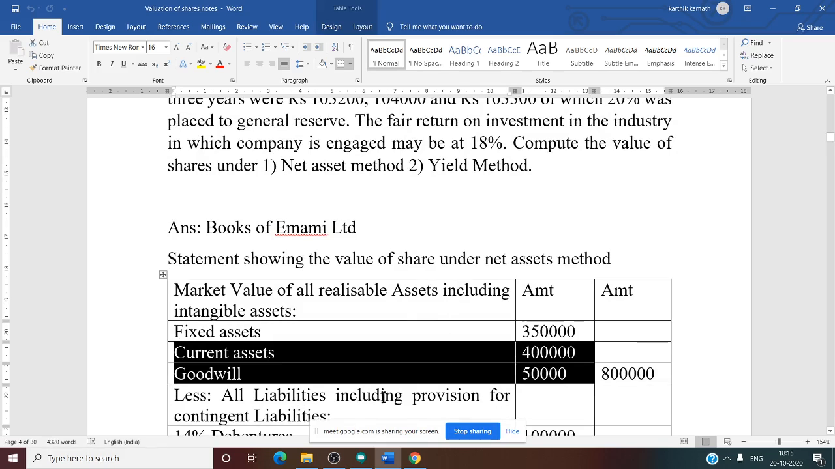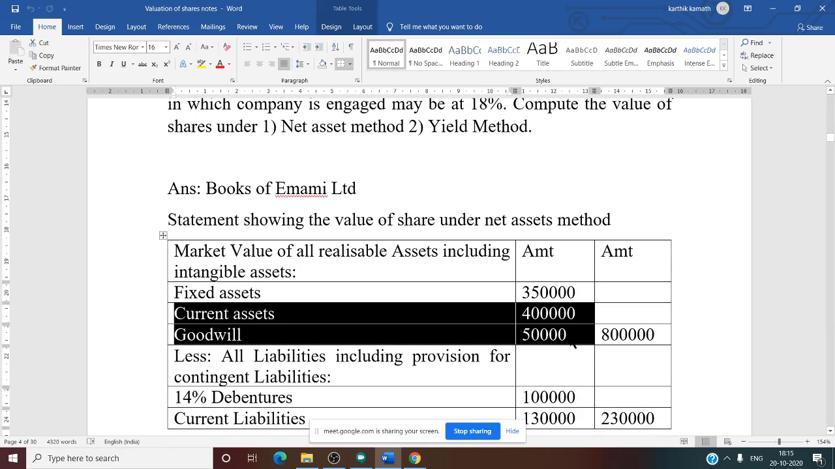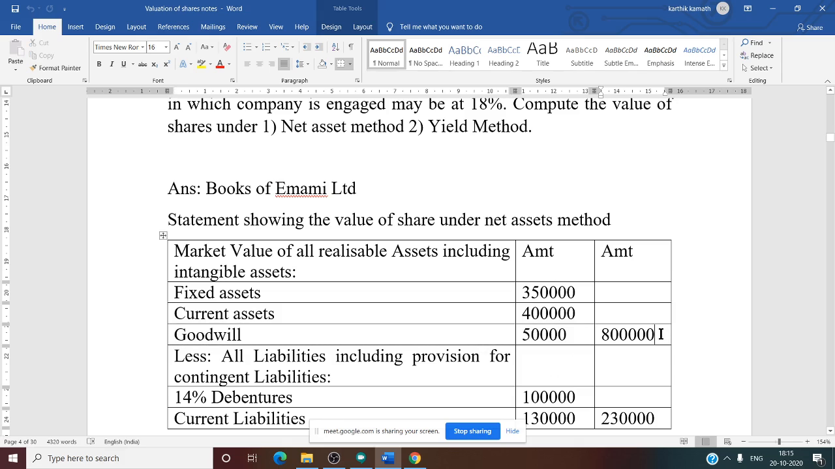Now the total of asset. We want the total of agreed asset. So make the total: 3,50,000 plus 4 lakh plus 50,000. You will get one total, that is 8 lakh. 8 lakh is the agreed value of asset.